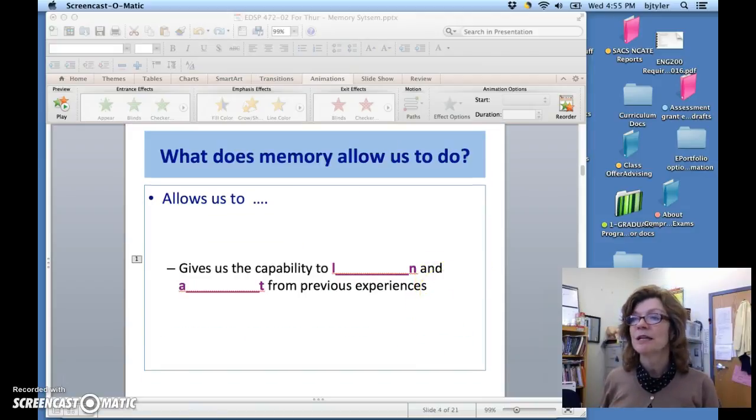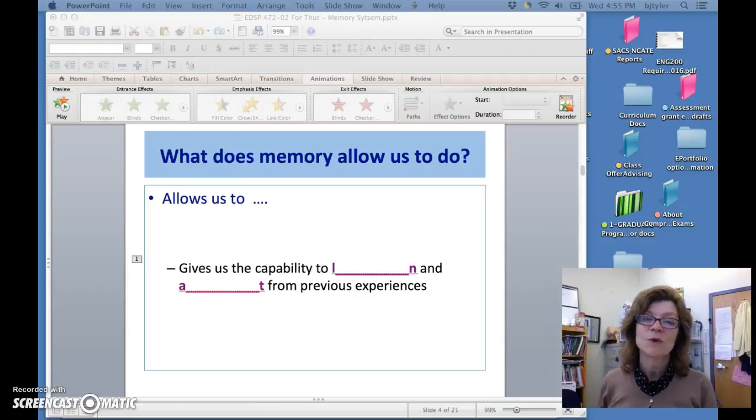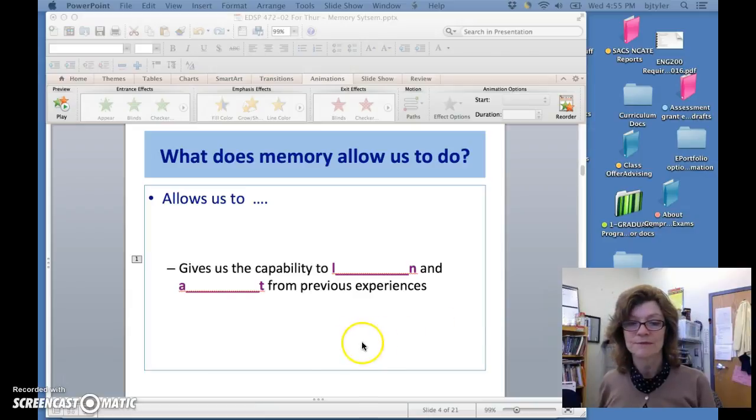So what does memory allow us to do? It allows us to use what we've learned and experienced in the past to shape our current actions and behavior and guide our future actions. Memory gives us the capability to learn and adapt from previous experiences. So you can think of it as helping us be more successful going forward.